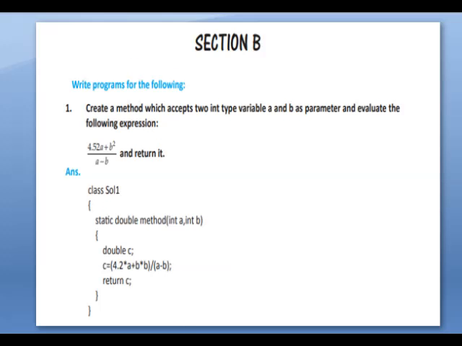Now we are going to see the programs. Create a method and accept two integer variables a and b as parameters and evaluate the following expression. So you have to accept two parameter values, a and b. Here, double method of int a and b. We will get the output as a double. If the input is double, we will get the output also in double. Then calculate these expressions and return c. Okay, return the value of c.